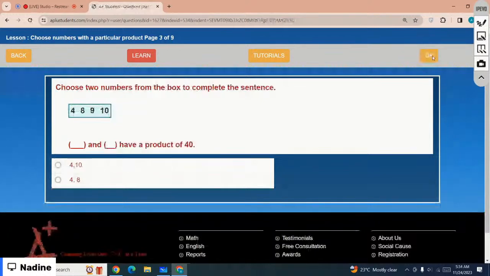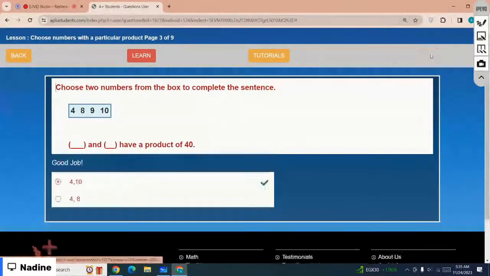Choose two numbers from the box to complete the sentence. So which is the correct option? Two numbers have a product of 40. The correct option number 1 is the correct option, right? Very good.